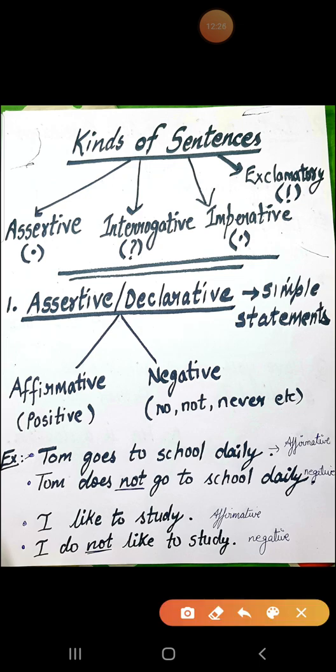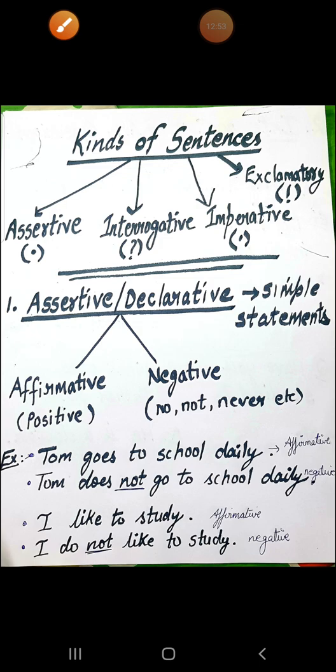Again, you can see here that in assertive sentences, I have shown you 2 parts. First is what? This affirmative, and second is what? Negative. What is there in affirmative sentence? It is all positive sentences. And what is this in this negative? By the word you can understand, negative means like if I'm saying no, never, not, all these words. By these examples you can understand.